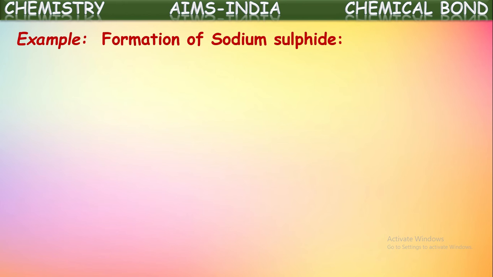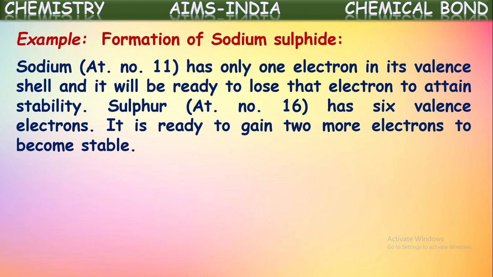Let us see an example. Let us see the formation of sodium sulphide. We know sodium atomic number is 11 and its configuration is 2, 8, 1. It has only one electron in its valence shell, and it will be ready to lose that electron, and it can attain stability by having the nearest noble gas configuration 2, 8.